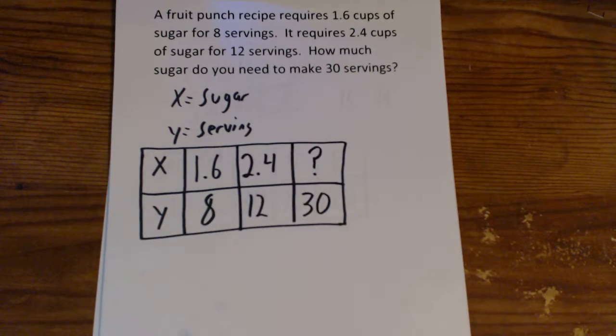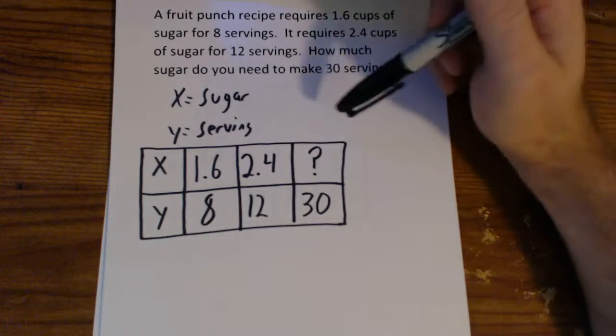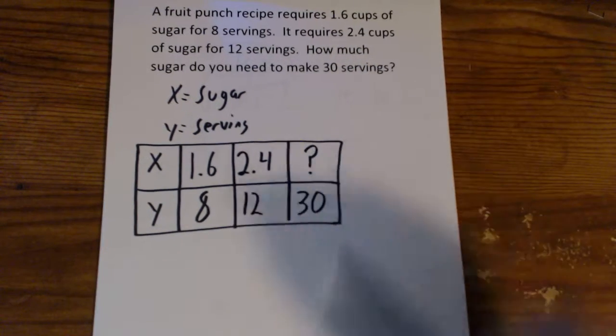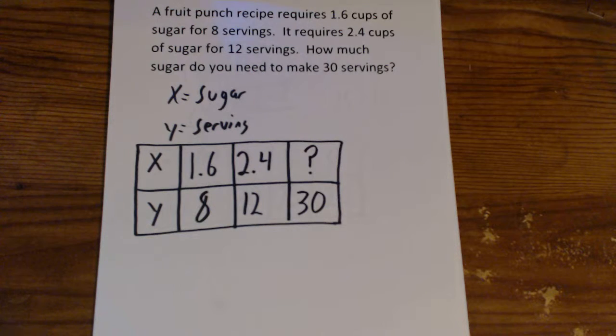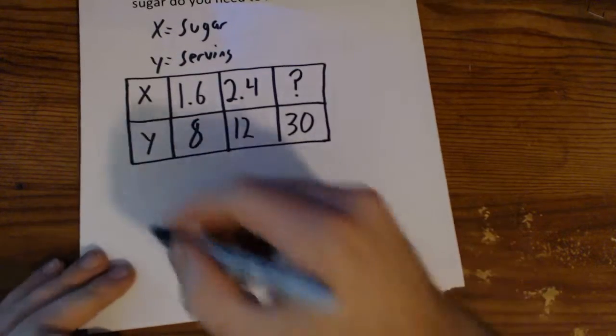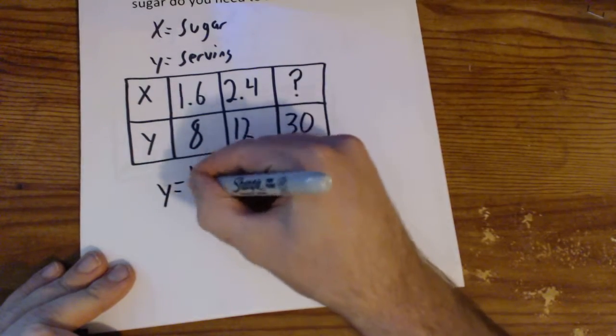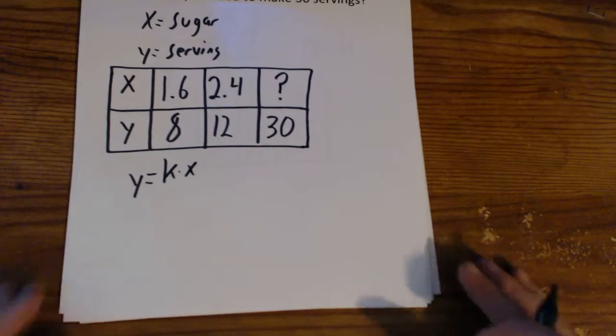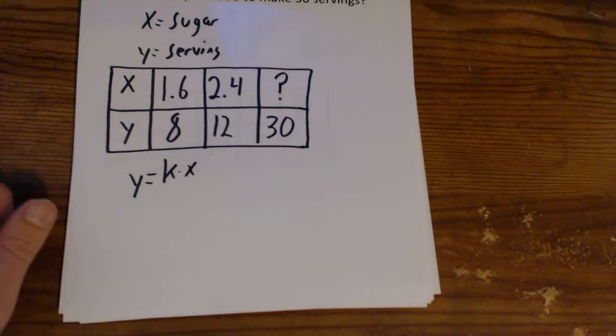Now we have this little chart set up, and we know that there's a direct variation. We just have to figure out what it is. We want to find out how much sugar we need to make 30 servings. So remember, we're going to have that y equals k times x. So let's plug these numbers in and figure out what k is.